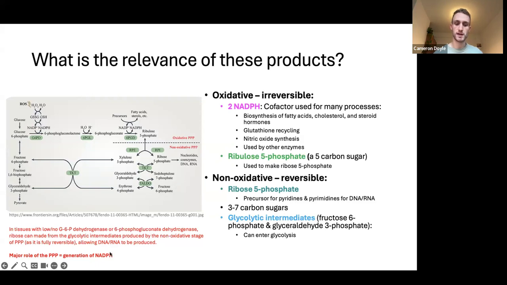Another major role of it is that it generates NADPH, which is a cofactor for a whole load of different processes in the body, like fatty acid biosynthesis, glutathione recycling, as I mentioned, and nitric oxide synthesis, which has important activities in the lungs, for example. I think that's all there is on that slide.